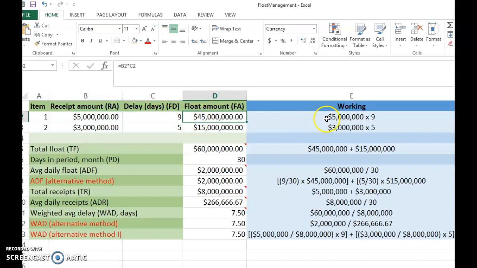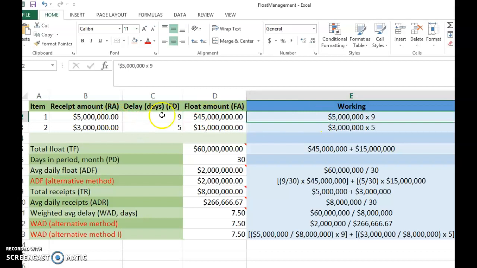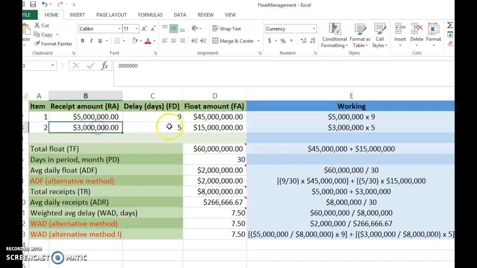How do you get this? This is actually 5 million multiplied by 9 days. Likewise here, 3 million multiplied by 5 days, we get 15 million. This is your float amounts. This is the float amount arising from this payment, and this is the float amount arising from this receipt. These are both receipts, these are all collection float. Now the total float, how do you compute the total float? The total float is simply this plus this.